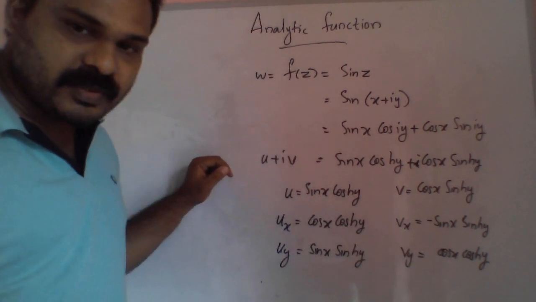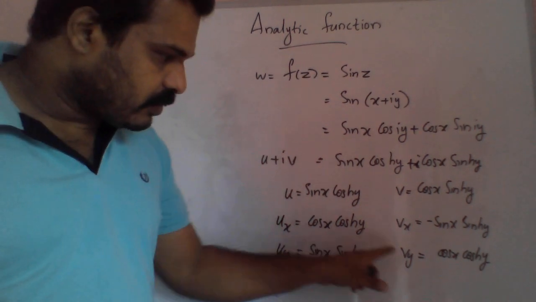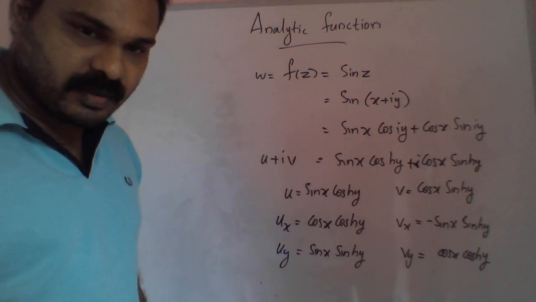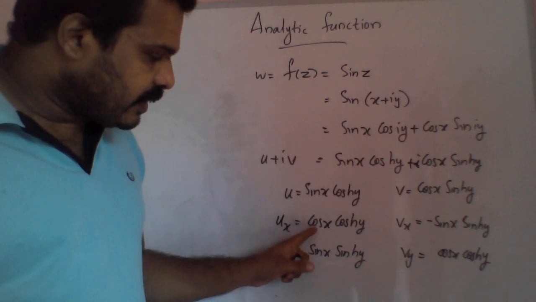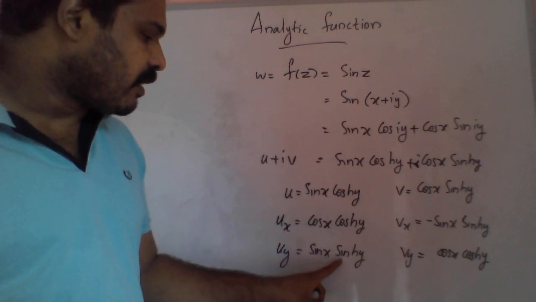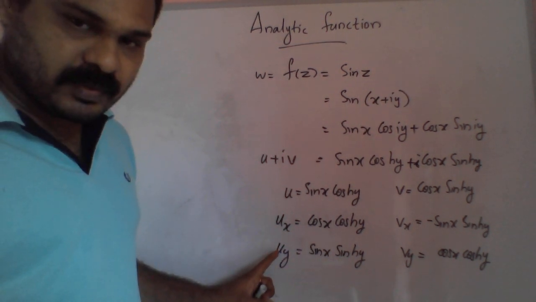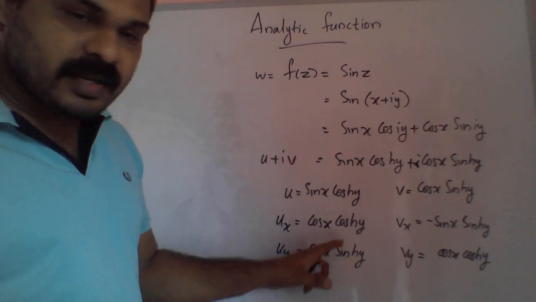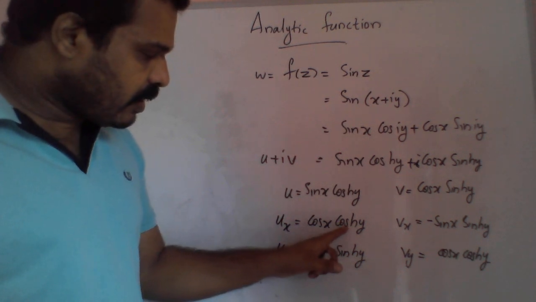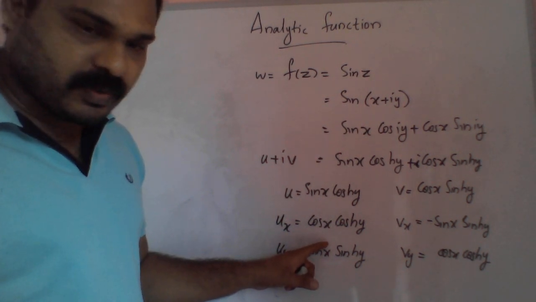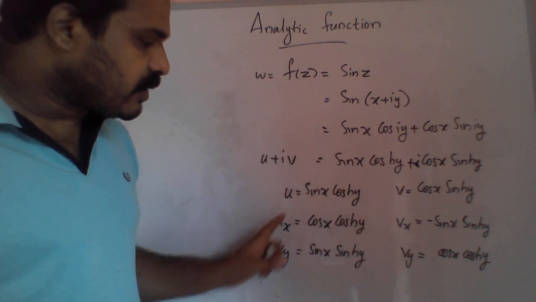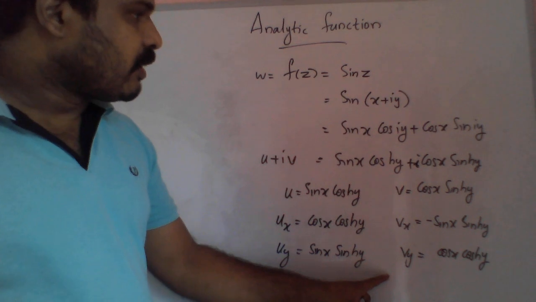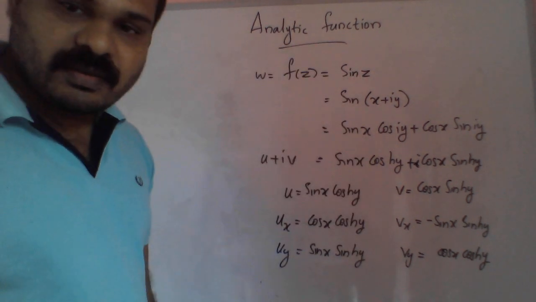So the Cauchy-Riemann equations are satisfied: ux is equal to vy and uy is equal to minus vx. And also sin x, cos x, sinh y, cosh y are the functions in the derivatives. These functions are continuous, and the product of two continuous functions is continuous. Therefore these partial derivatives ux, uy, vx, vy are all continuous. Therefore this function sin z is analytic.